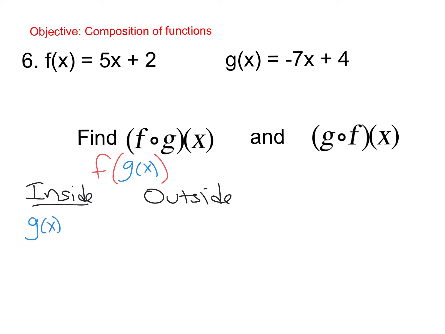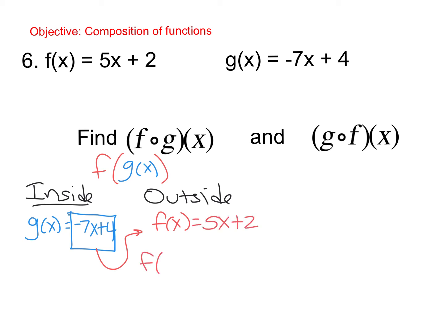My inside is g of x, which is 5x plus 2. But there's nothing to plug in. So what we're going to do is take that 5x plus 2 and plug the whole thing into f, our outside function. Right? Our outside function, well, I just wrote the wrong stuff. Just kidding. G of x is -7x plus 4. So that whole thing is going to get plugged into f. So f of x is 5x plus 2.